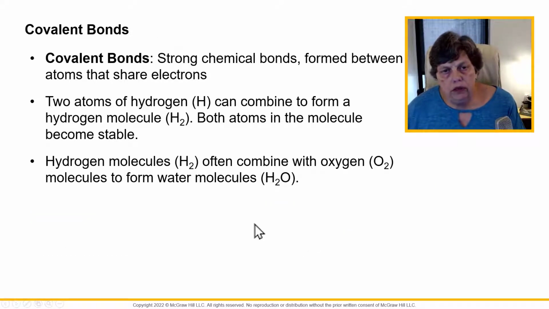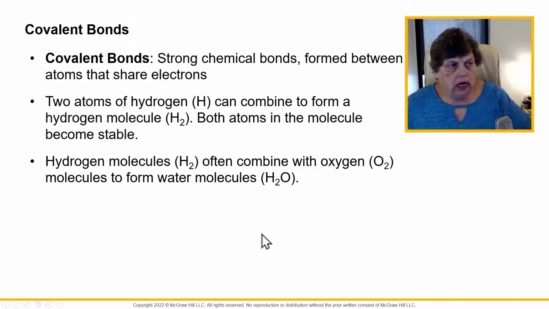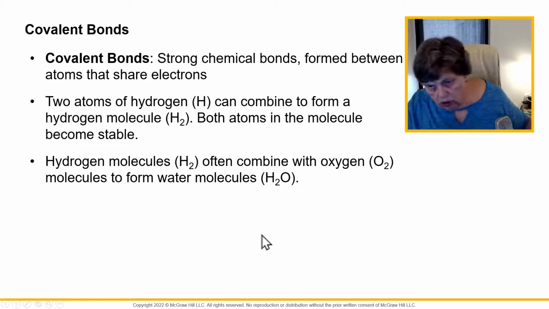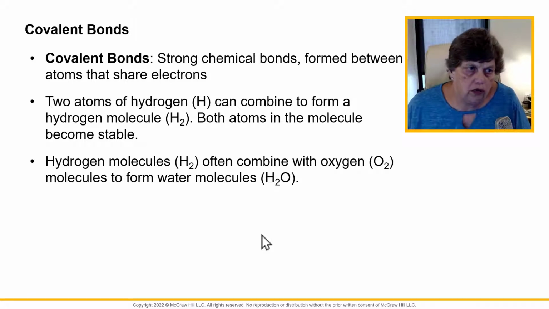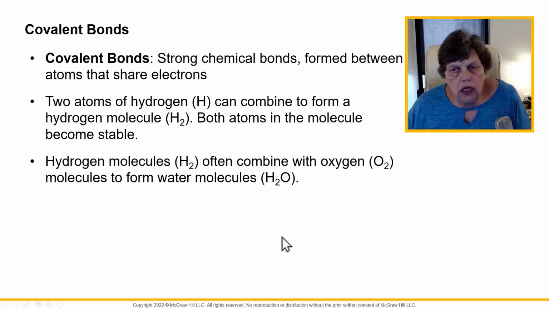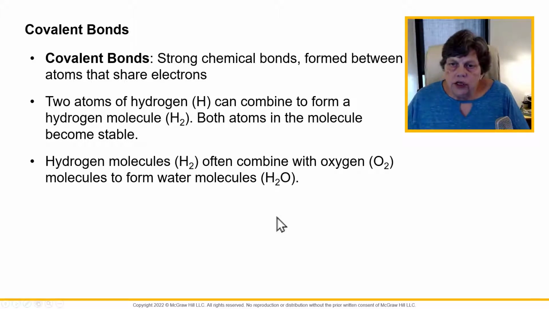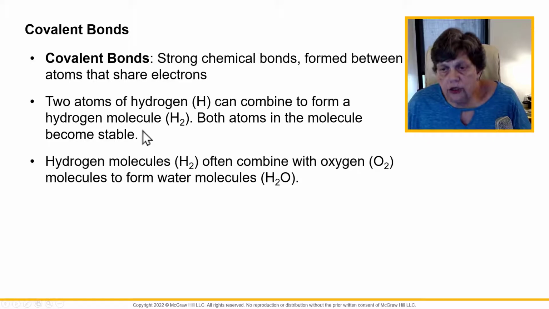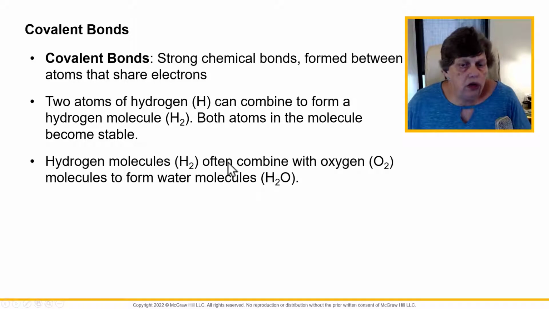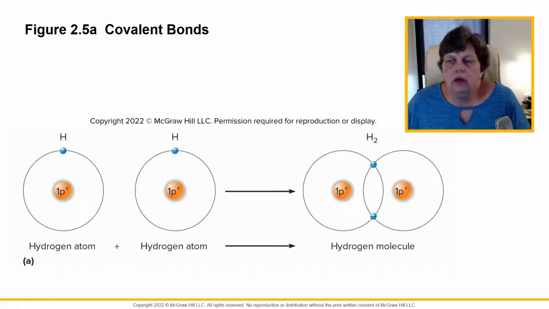The other bond that we use is called a covalent bond. An ionic bond, they don't share well. They are literally grabbing these electrons and moving them over, either losing it or gaining it. Covalent bonds, they're friendly, they share. So these are chemical bonds where the atoms actually share the electrons between the two. So you have like two atoms of hydrogen, like we talked about. They can combine and form a hydrogen molecule, and both these atoms will be stable, and they're going to share this. The same thing happens with water.